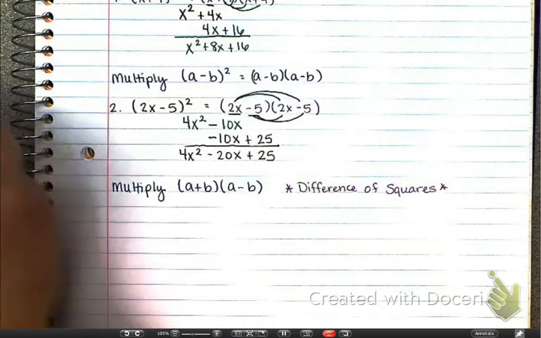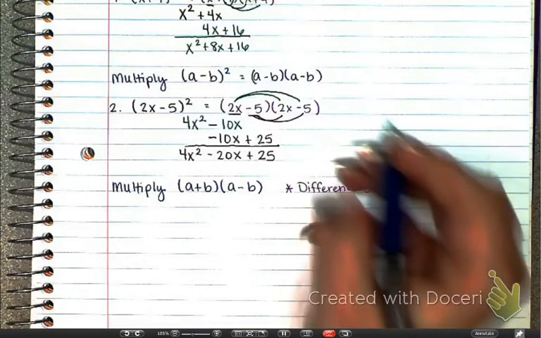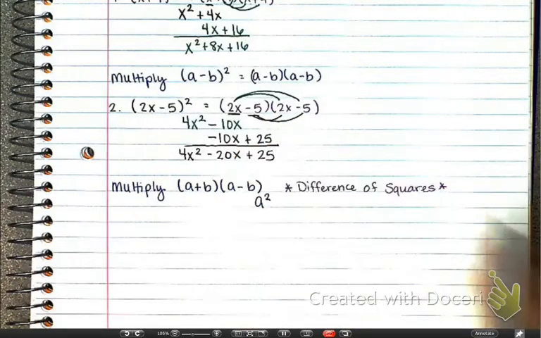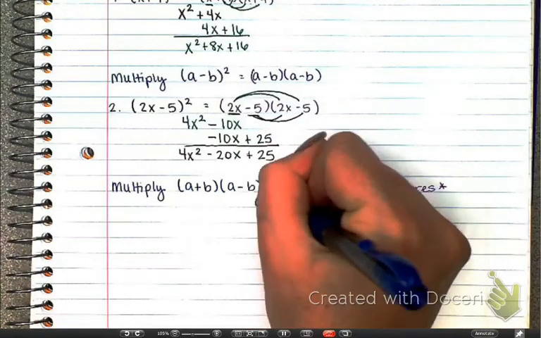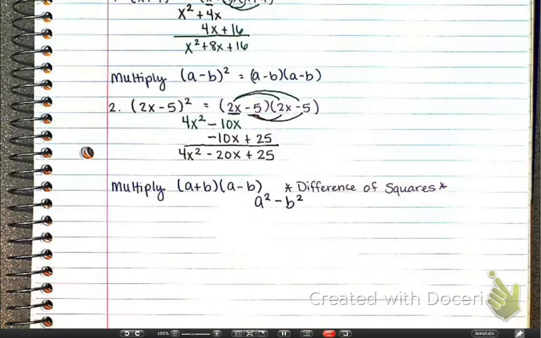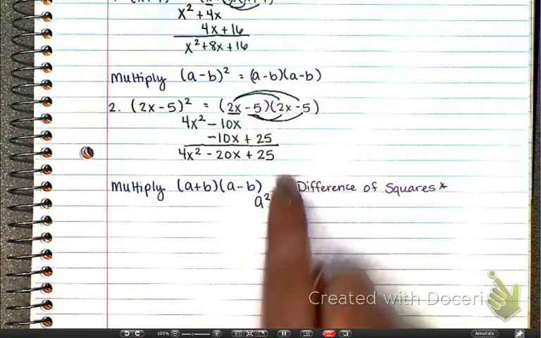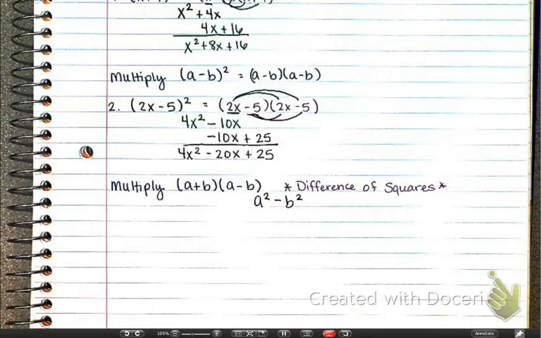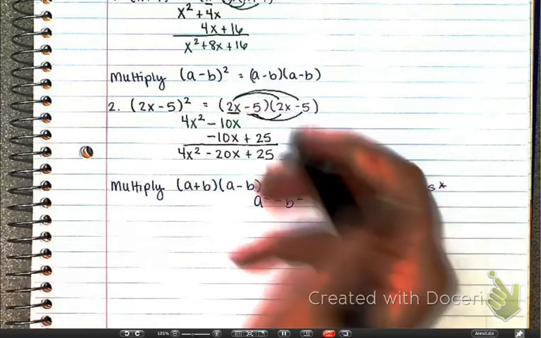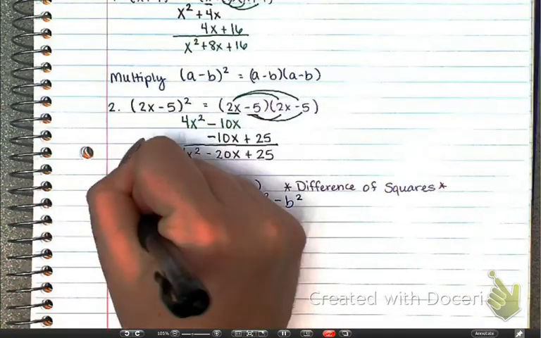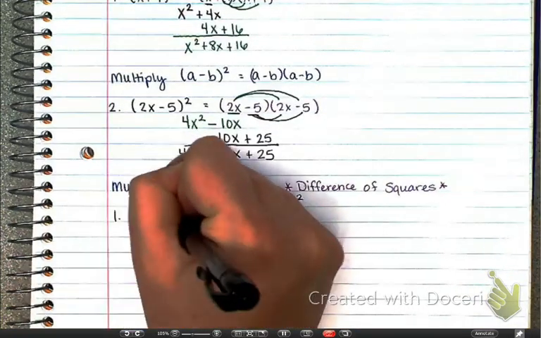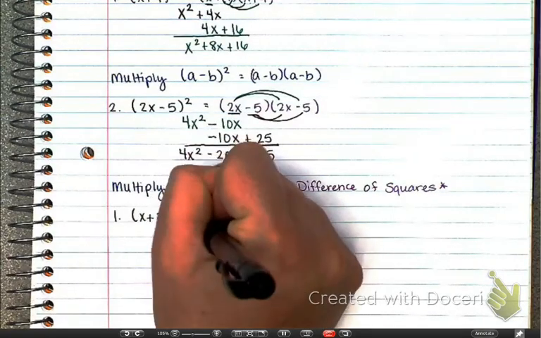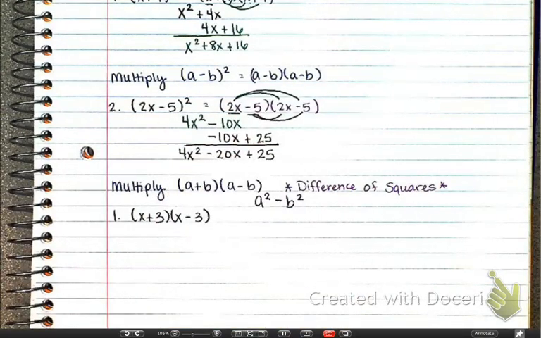I will tell you right now kind of what the trick is, but your final answer will always be whatever a squared is minus whatever b squared is. And I'm going to show you how that actually works. So this is going to be your final answer, whatever a squared is minus b squared. So if we look at x plus 3 times x minus 3, for instance.